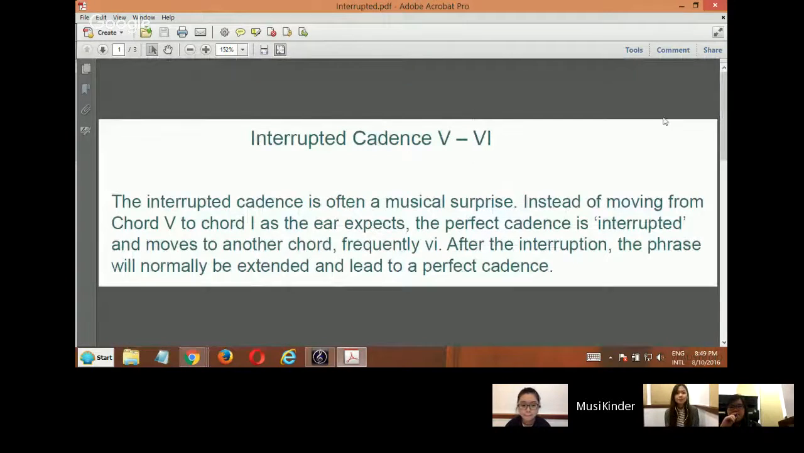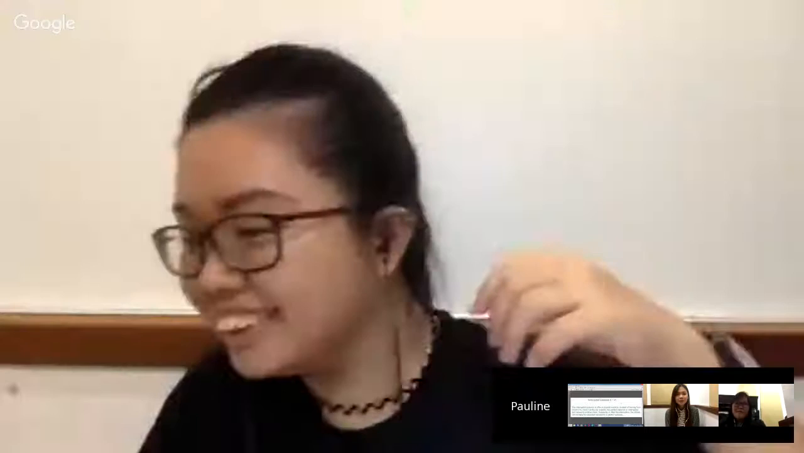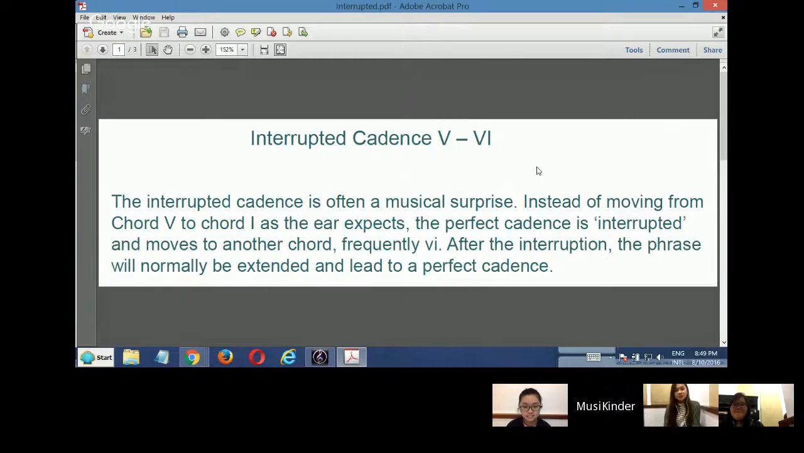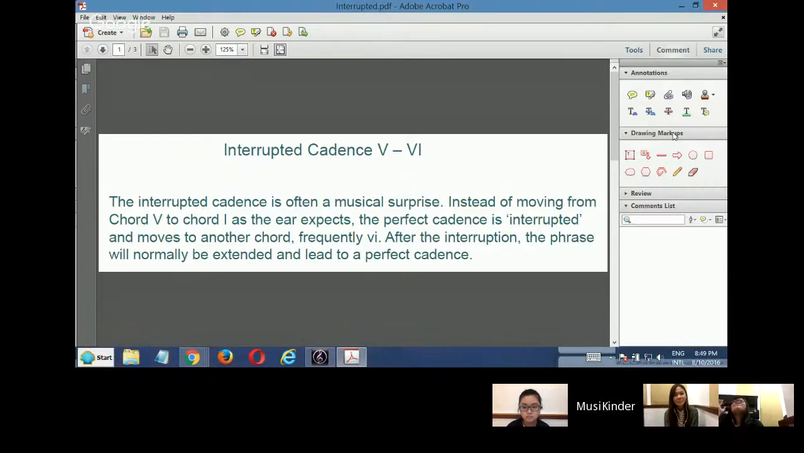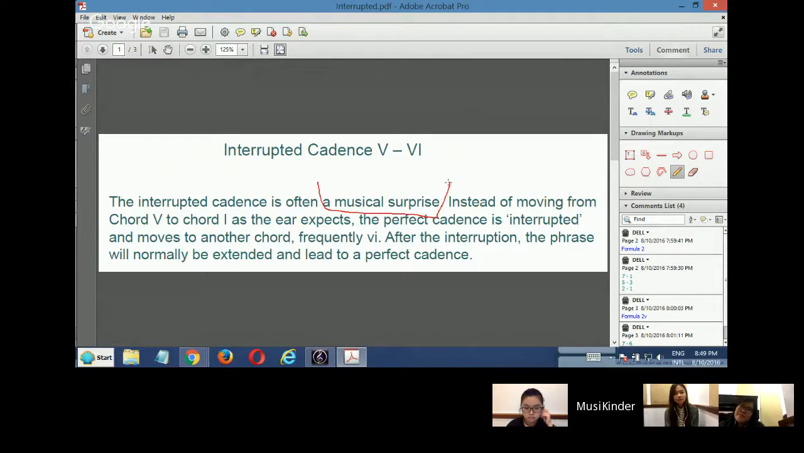Okay, first of all, what is interrupted cadence? Okay, we are looking into some of the PowerPoint slide or some of the notes your seniors have prepared a long time ago. Then we shall look into how they present themselves. Is it appropriate and are they used as an effective tool for us to review and learn. So in this case, we can see the first sentence is say it is a musical surprise.